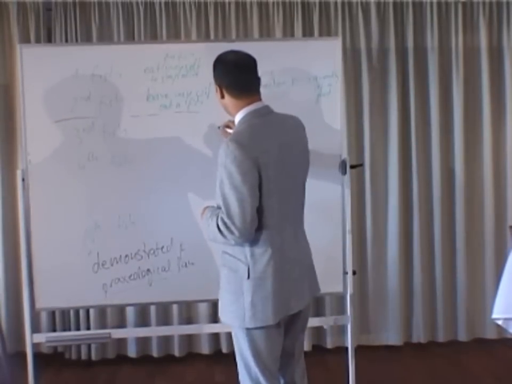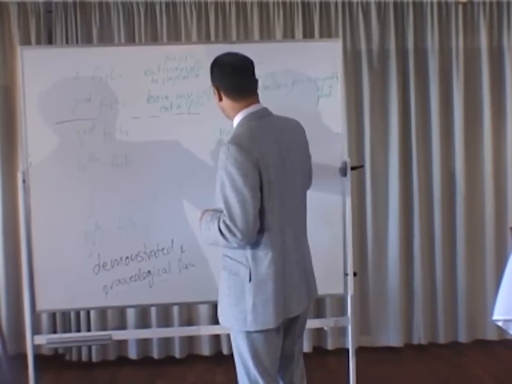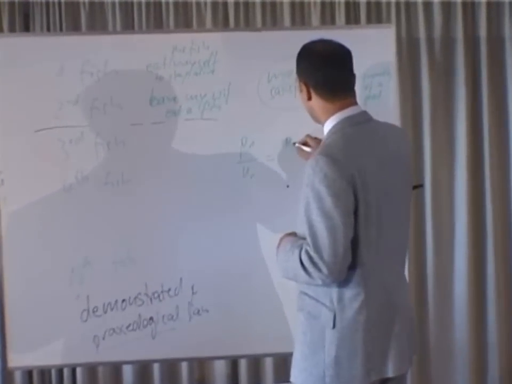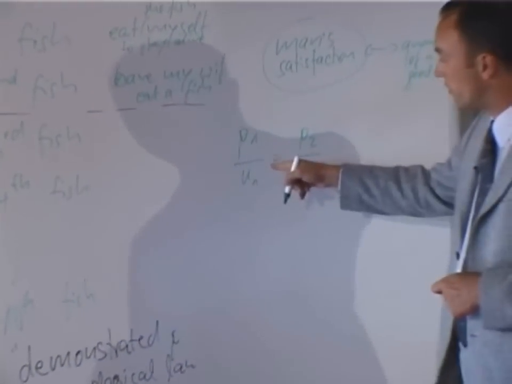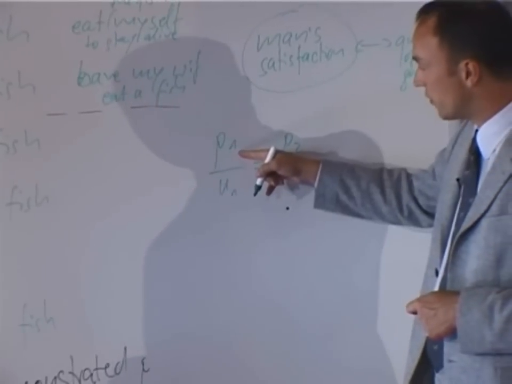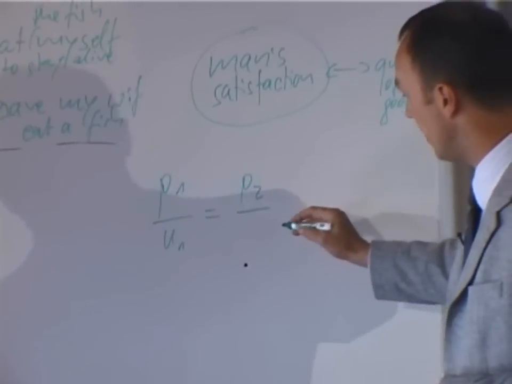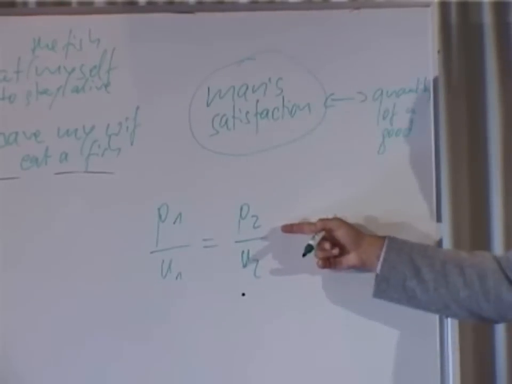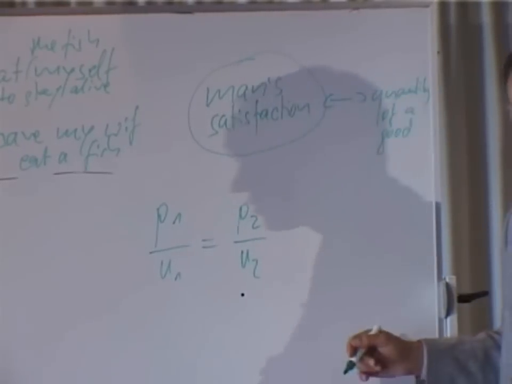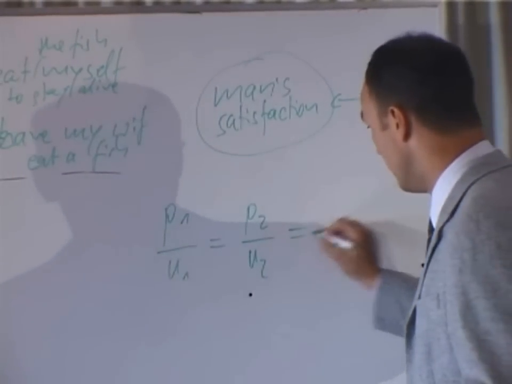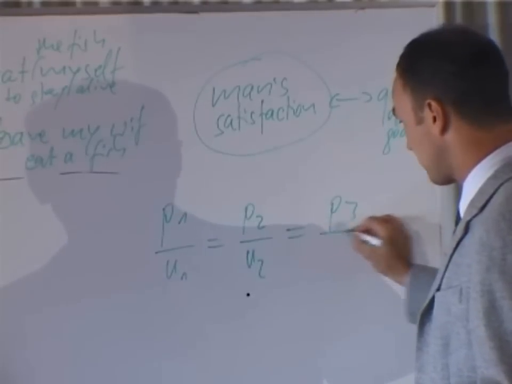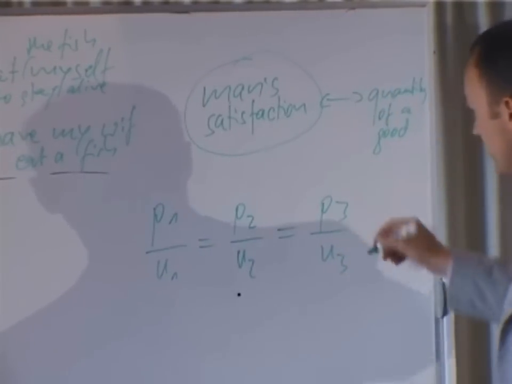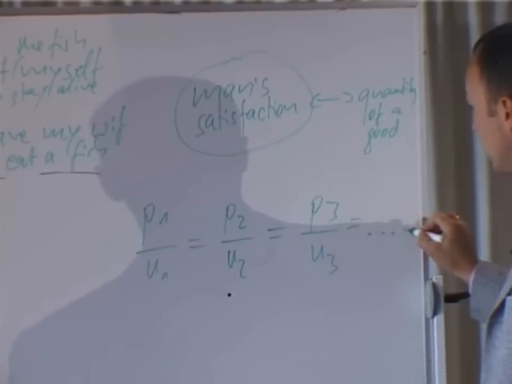namely that the relationship between the price for good 1 and the utility that I derive from good 1 is the same as the relationship between the price that I pay for good 2 and the utility that I derive from good 2. Then it's the same as the utility that I derive from good 3 and the price that I pay for it, and so on and so on.